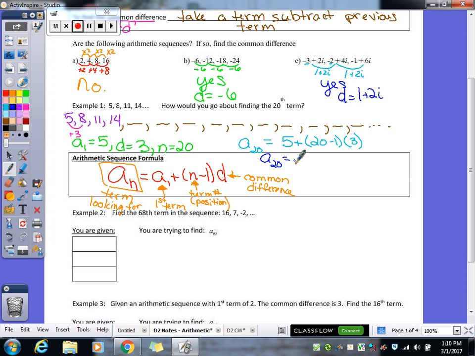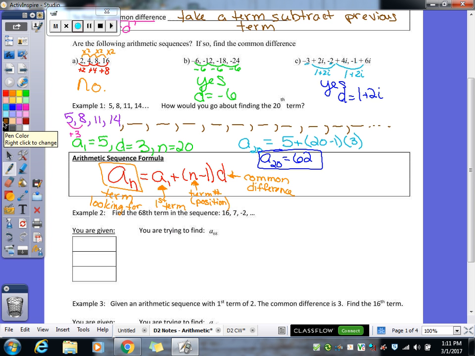I got one person telling me 62. Do we agree? All right. So our 20th term is 62. It's a lot faster than putting our little lines out there to get to 20 and keep adding until we're at our 20th term.